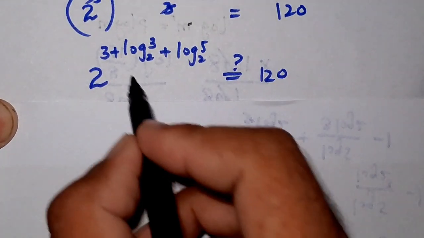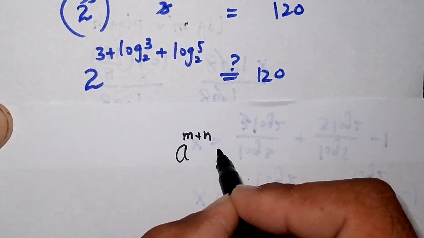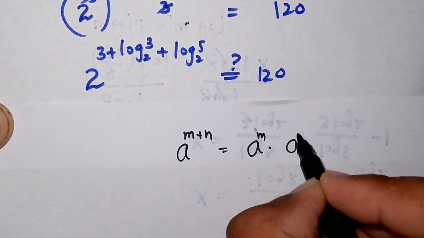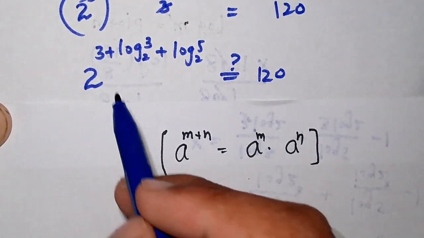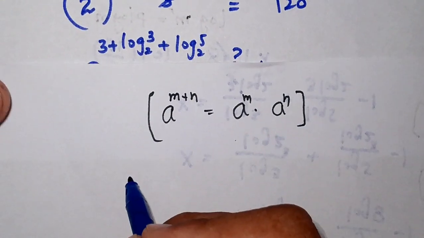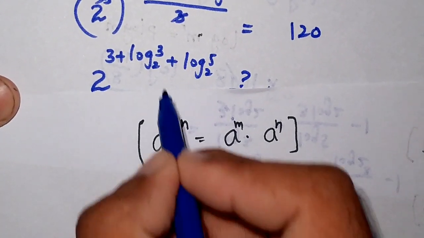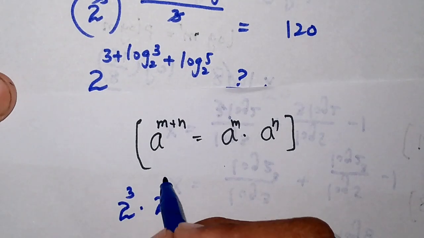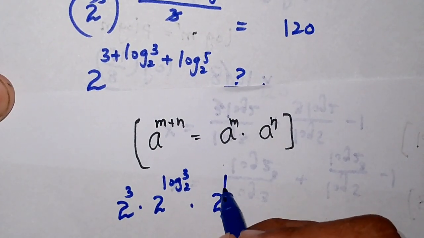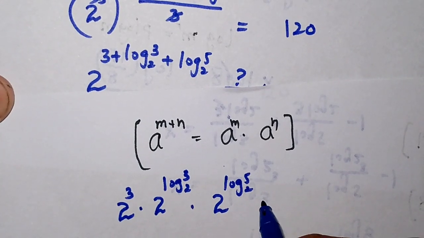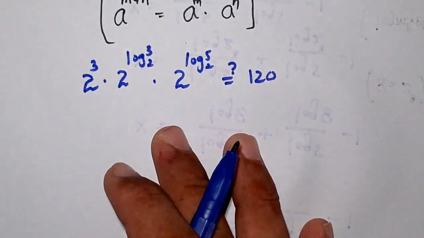Now again we know that to solve this, this is in the form of a to the power of m plus n, which is equal to a to the power of m times a to the power of n. So applying this condition, this will become 2 to the power of 3 times 2 to the power of log of 3 of base 2, times 2 to the power of log of 5 of base 2, and this is equal to 120.